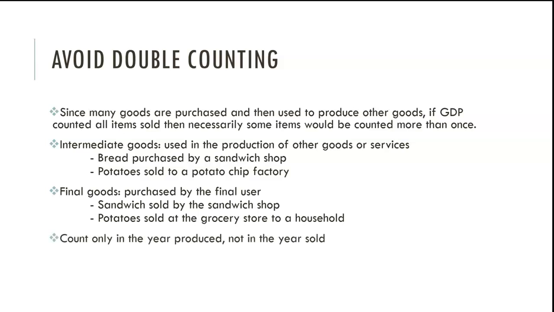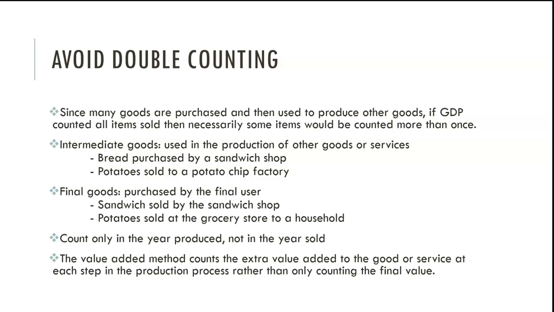We are only going to be counting things in the year that they're produced, not in the year that they're sold. So the value of potatoes is going to be counted in the year that the potatoes are grown. If the potatoes are picked in December, but they're not sold until January, we would actually count the value of those potatoes in the GDP of the prior year, in the December year, not the January year.